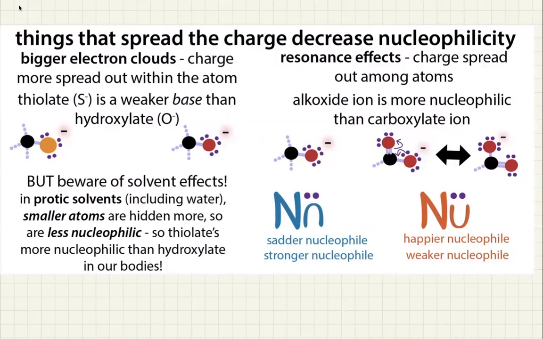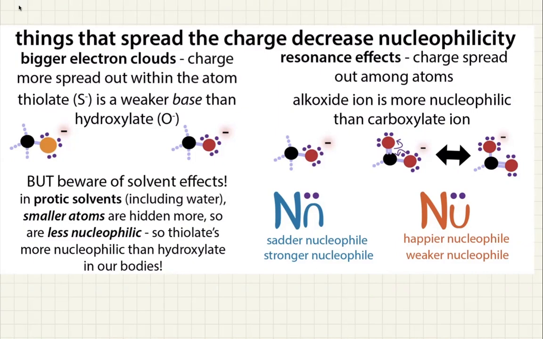And there are a couple of ways that you could do this. One, as we talked about, is resonance effects. So basically having that electron density be shared. In the case of a carboxylate ion, that's going to have that resonance that we looked at before. And so it's going to be happier with that negative charge than something like a hydroxyl group, a hydroxylate ion or an alkoxide ion.